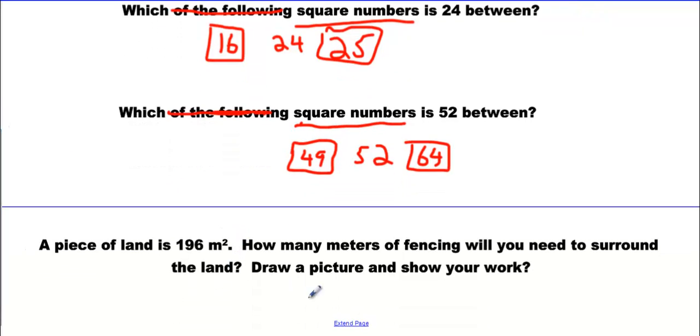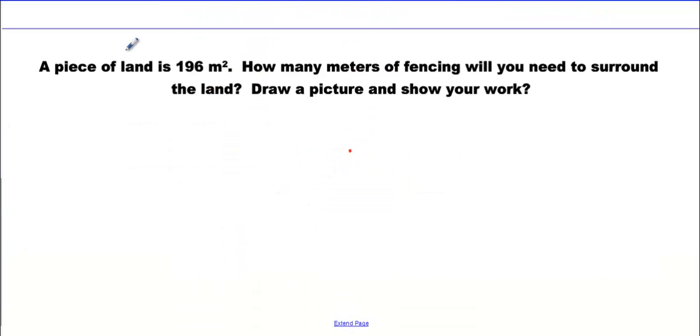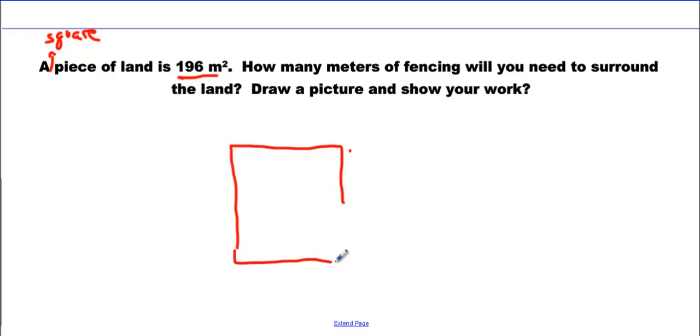Now we move to problem solving. A piece of land is 196 meters squared. Guess what? That's an area. So let's make a plot. We'll make a square piece of land. Does it tell us the land is square? Now it does. Square piece of land. If it doesn't say that, then you don't know if it's a square. We're going to write the area inside. 196 meters squared. How many meters of fencing will you need to surround the land? Draw a picture and show your work. Fences go around, don't they? Don't fences go around the land? They go like this, they go like that.